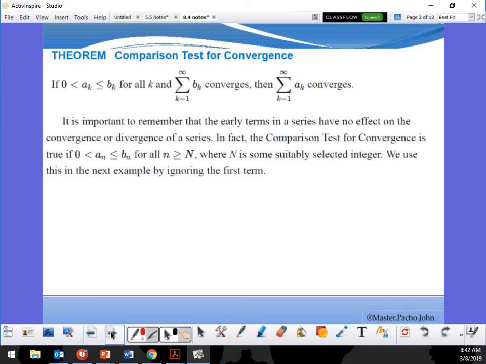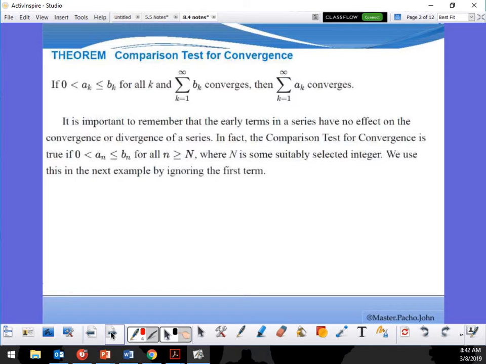Now, we're applying it to convergence and divergence. So if I'm comparing it to a convergent series, then it must also converge. Make sense? Yes? Okay. All right, so let's take a look.